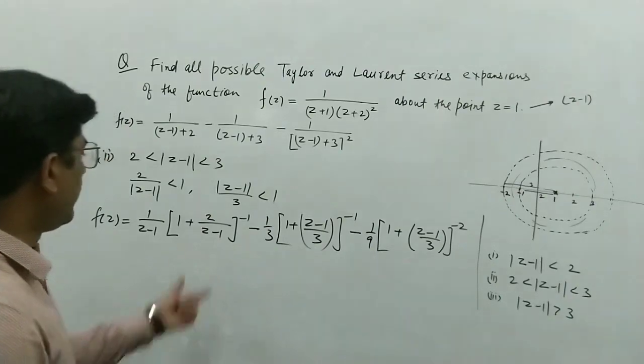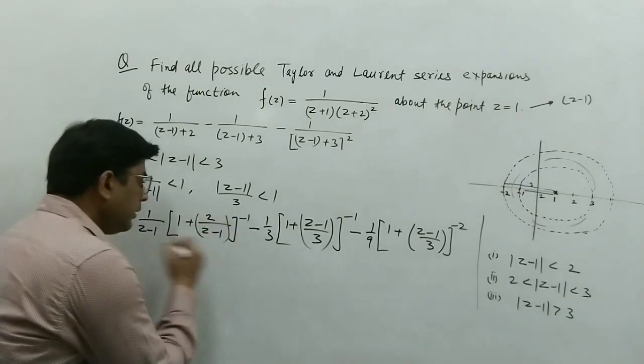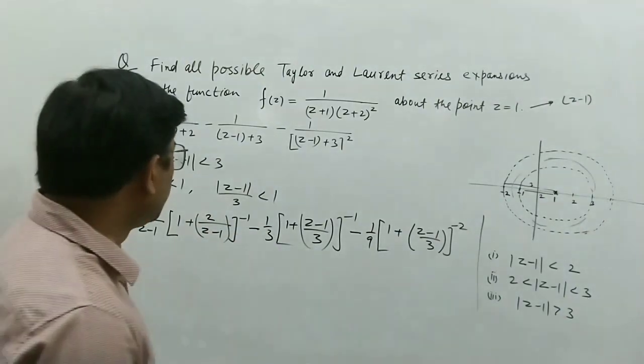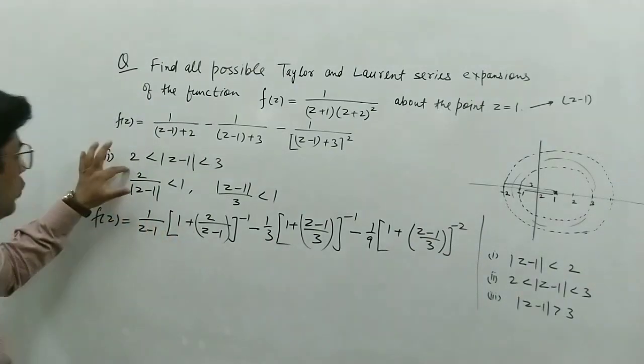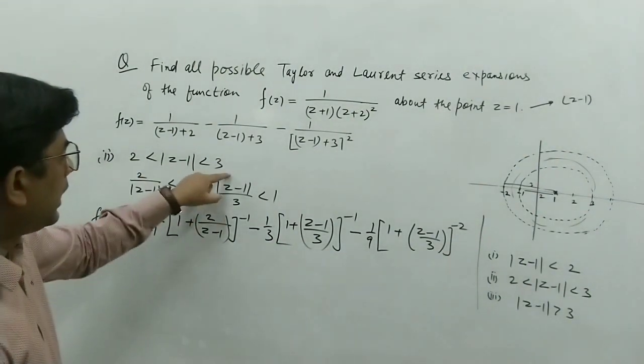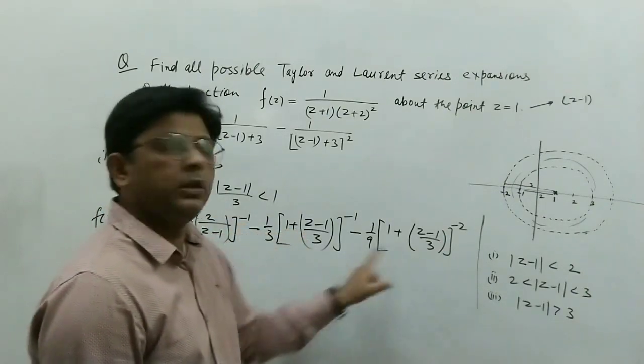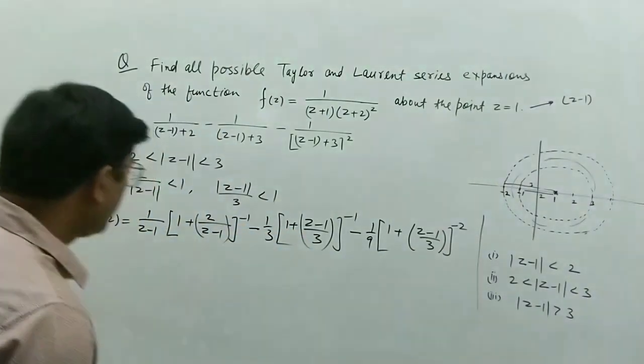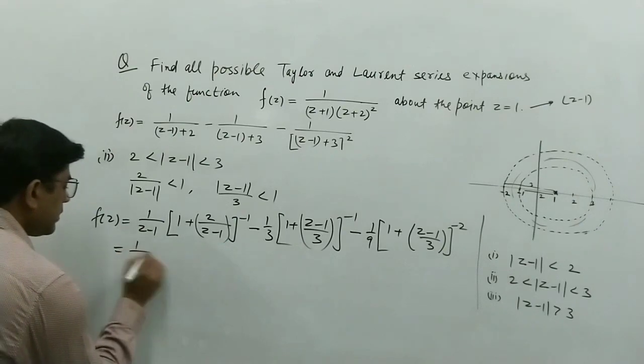Okay, so again we will expand these 3 terms by using the binomial series, because again you can see that 2 upon mod z minus 1 is less than 1. So here we can use the series, and mod z minus 1 upon 3 is less than 1. So we can use these 3 series. Okay. So now we expand this.